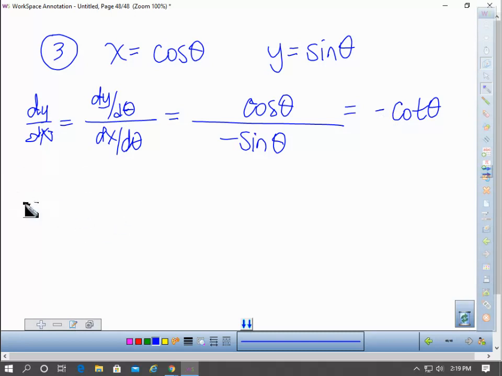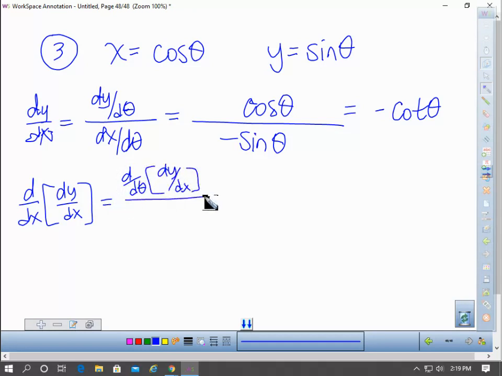So now let's do our second derivative. We want to do the derivative of the first derivative. That means I want d/d theta of dy/dx divided by dx/d theta, because remember, I'm doing 1 over d theta. So what does that mean to do? That means to take the derivative in terms of theta of the first derivative. So we want the derivative of this.